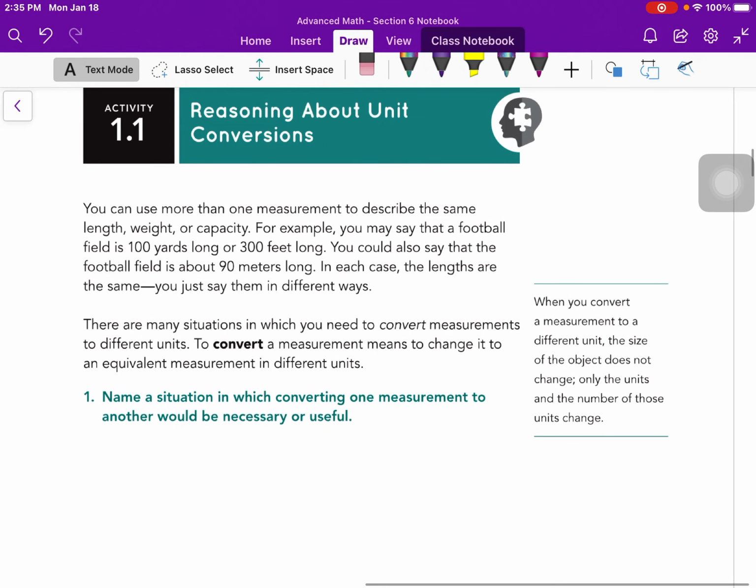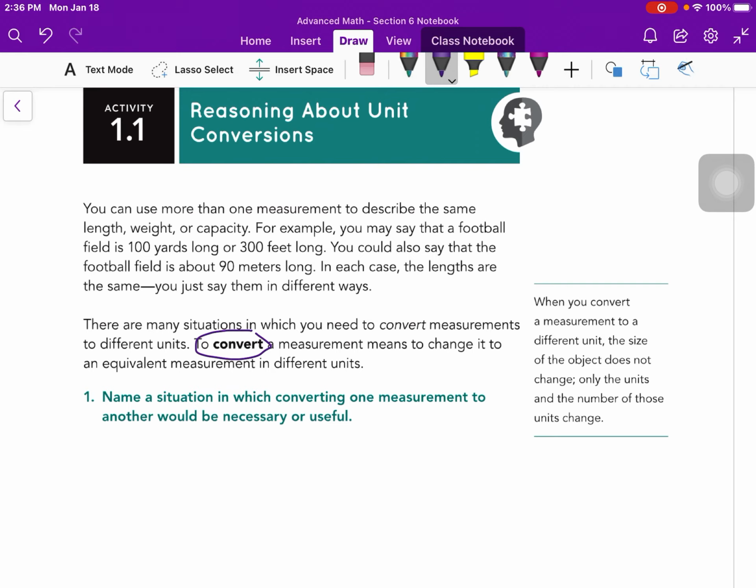Reasoning about unit conversions. You can use more than one measurement to describe the same length, weight, or capacity. For example, you may say that a football field is 100 yards long or 300 feet long. You could also say that the football field is 90 meters long. In each case, they are the same lengths, you just say them in different ways. Anytime you have to go from one to the other, we call that converting. To convert a measurement means to change it to an equivalent measurement in a different unit.